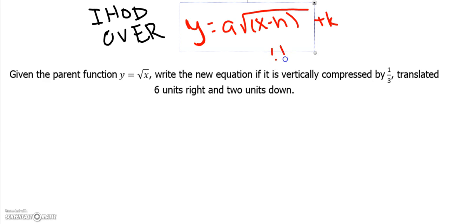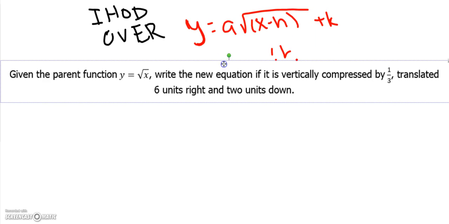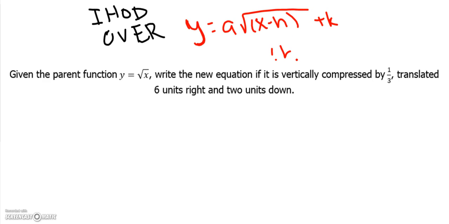And remember h, k, hold on, let me get rid of that box for y'all. Go away. Okay, sorry, let me clean this up real quick. Okay, remember that h, k is your vertex.